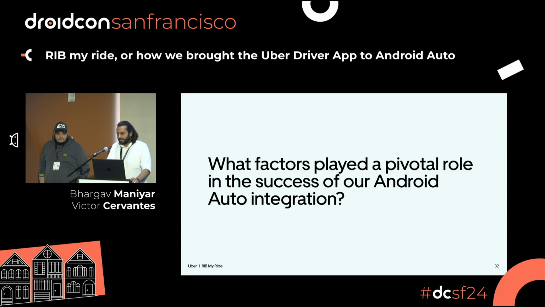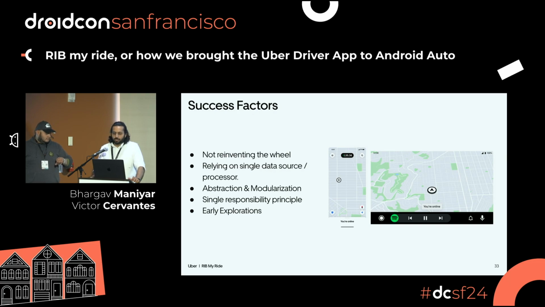So let's go over some factors that played a pivotal role in the success. First is not reinventing the wheel. We evaluated RIBs that were feasibly scalable to the Android Auto use case. Sticking to that was a flat learning curve for engineers to onboard and build features on top of it, versus ramping up on a new model that we align on. It just takes some time to ramp up.